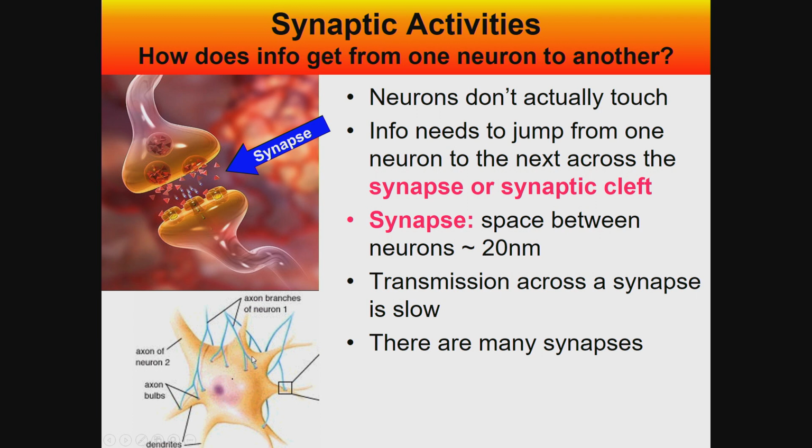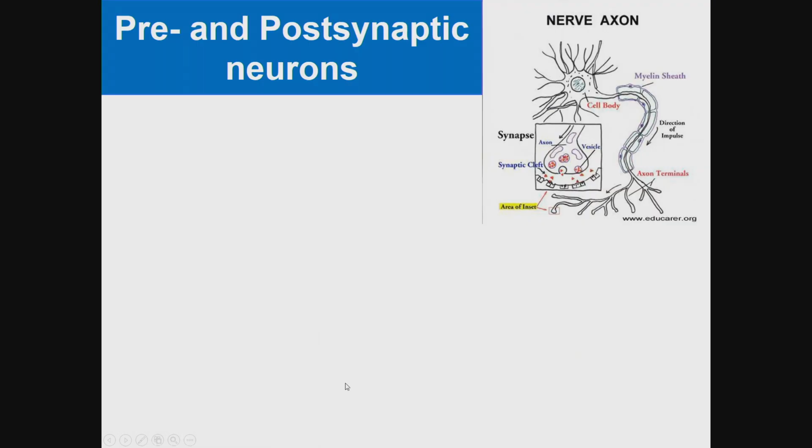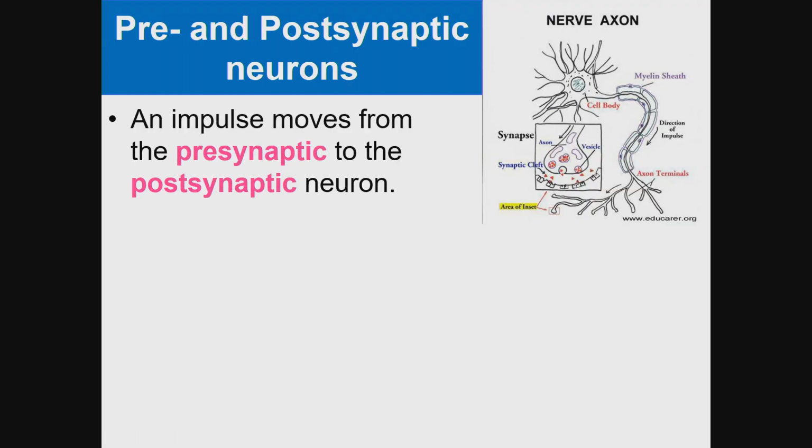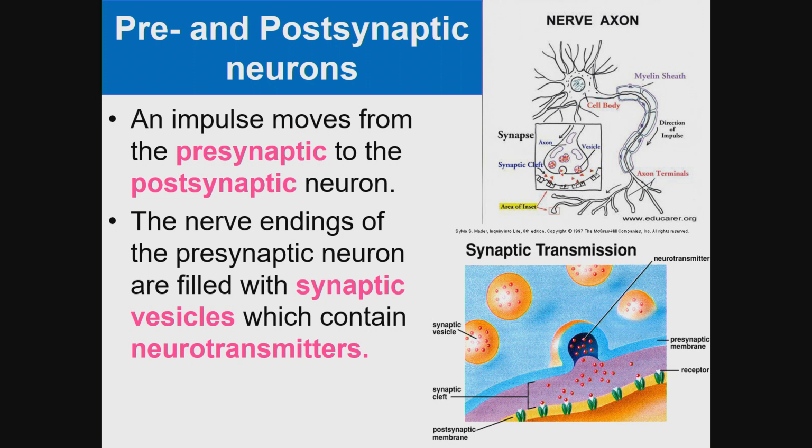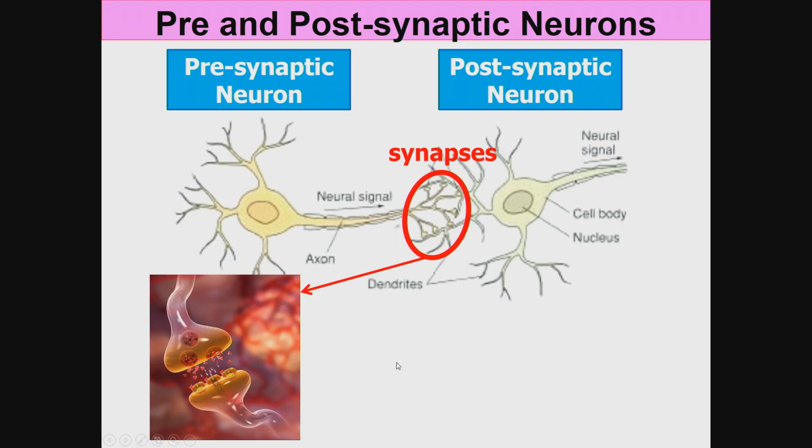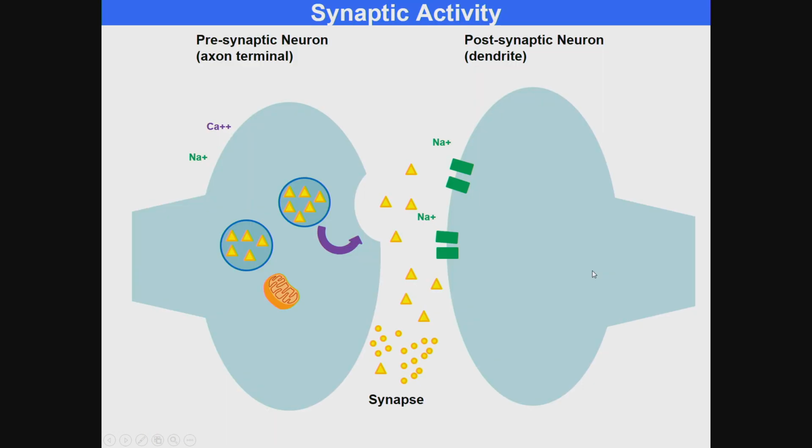There are many synapses. Here we see a bunch of axon endings synapsing with the postsynaptic neuron. An impulse moves from the presynaptic to the postsynaptic neuron. The nerve endings of the presynaptic neuron are filled with synaptic vesicles, which contain neurotransmitters. So the presynaptic neuron synapses with the postsynaptic neuron. Let's look at this more closely.